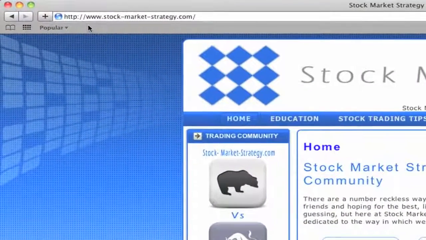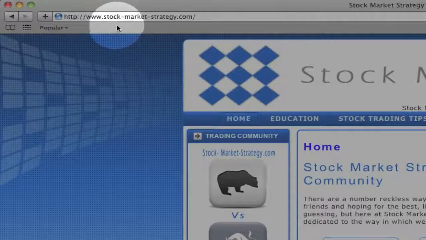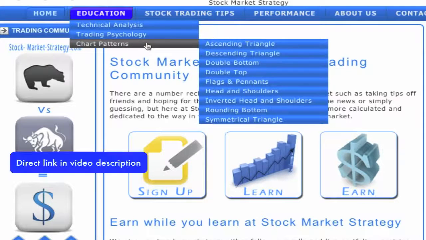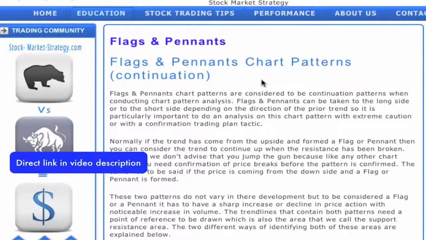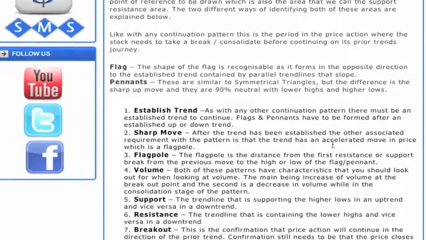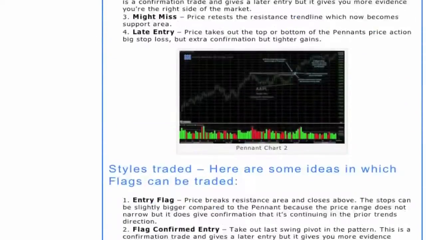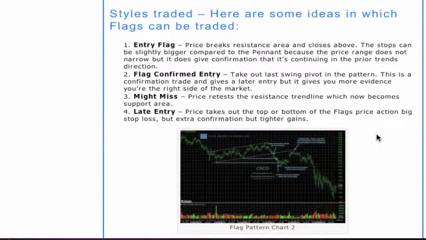If you go to our website www.stock-market-strategy.com, you will find a tab called Education, Chart Patterns and Flag and Pennants. Here you will find a written summary including 4 charts, 2 showing you the requirements for these 2 patterns and 2 other charts showing you how to trade the patterns.